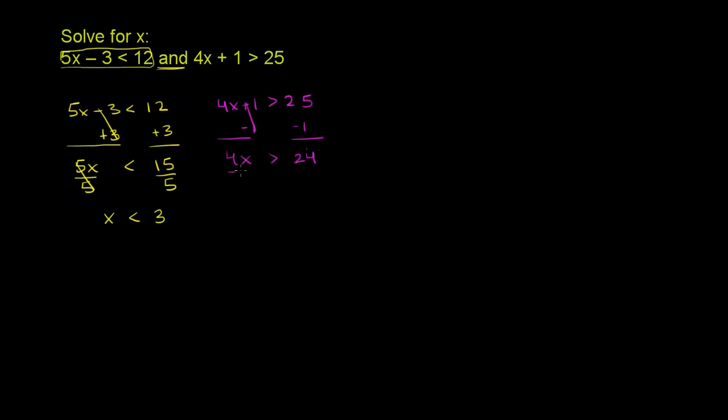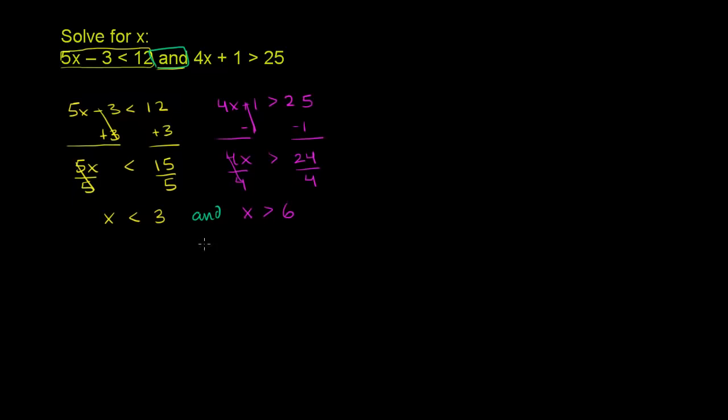Divide both sides by positive 4. Don't have to do anything to the inequality since it's a positive number. And we get x is greater than 24 over 4 is 6. And remember, there was that "and" over here. We have this "and". So x has to be less than 3, and x has to be greater than 6.